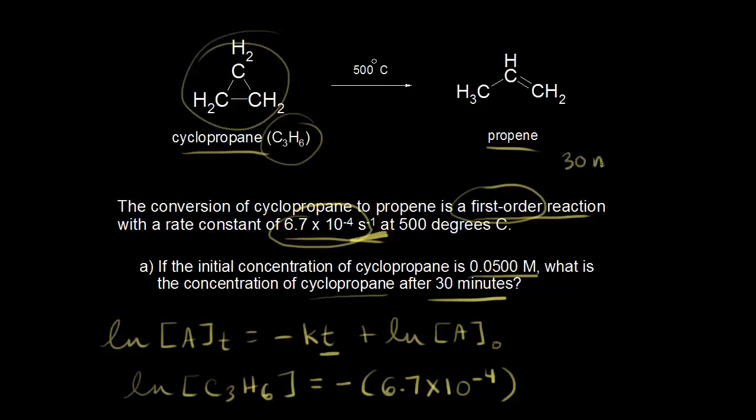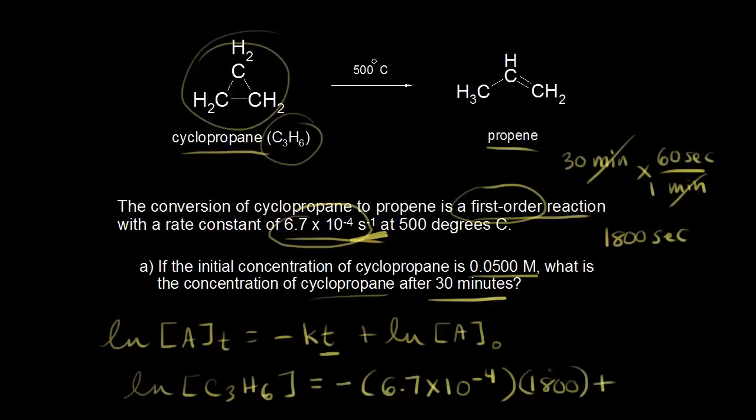So 30 minutes, there are 60 seconds in 1 minute. If we multiply those two, minutes cancels out. So 30 times 60 gives me 1800 seconds, so I put that in here. So 1800 seconds plus the natural log of the initial concentration of cyclopropane. The initial concentration is 0.05, so this is the natural log of 0.05. Starting to run out of space there.